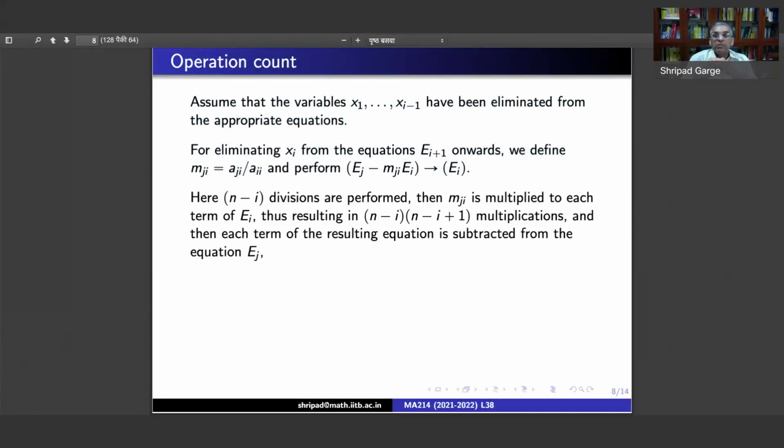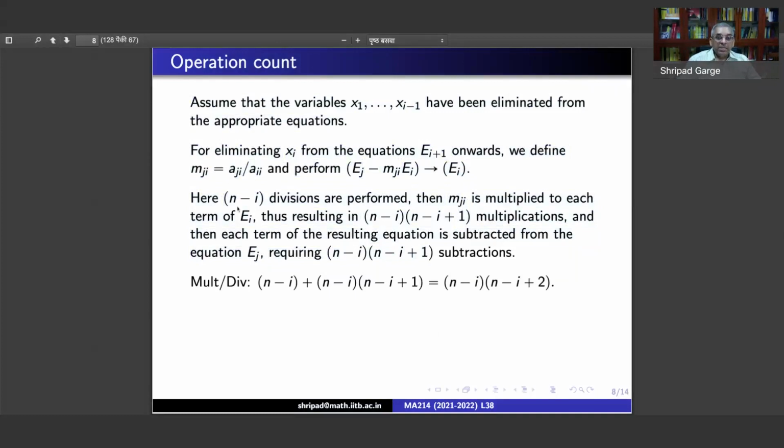Then each term of the resulting equation is subtracted from the equation Ej. So after having computed this particular equation Mji, we now need to subtract it from Ej, and once again the subtraction will have these many operations, because the subtractions are n minus i plus 1, and they have to be done for each j, which are n minus i in number. So these are the total subtractions, and therefore the multiplications or divisions, that number is this.